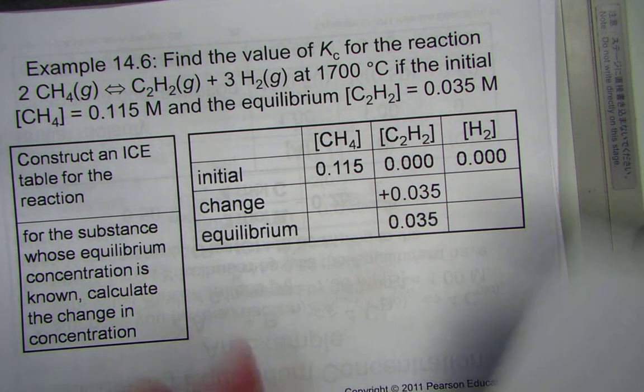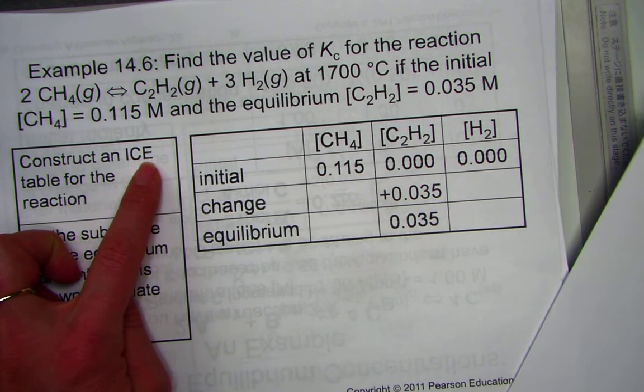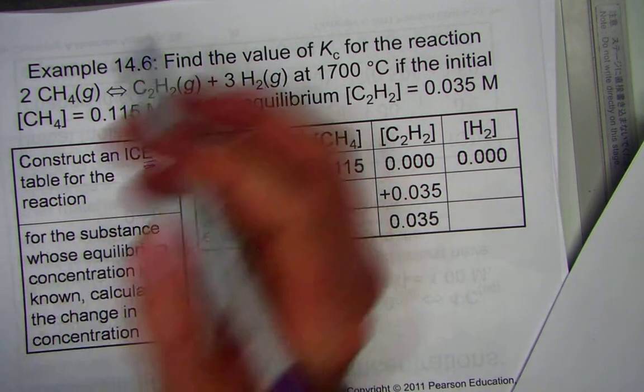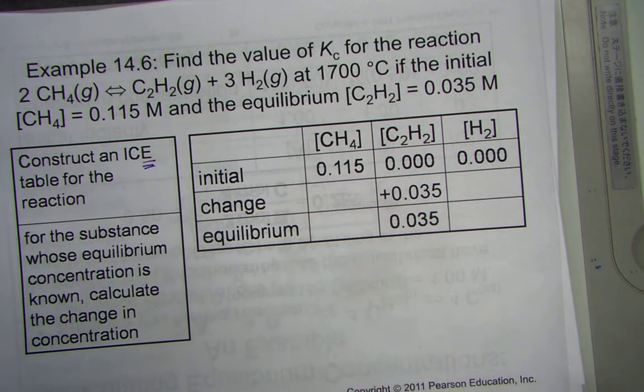Creating an ICE chart. An ICE chart stands for: what do we know in terms of initial, how much should things change by, and what do we have at equilibrium? Knowing it's the equilibrium concentrations that will be used to calculate Kc, or Kp if we're using pressure. So let's just take a peek at this example.